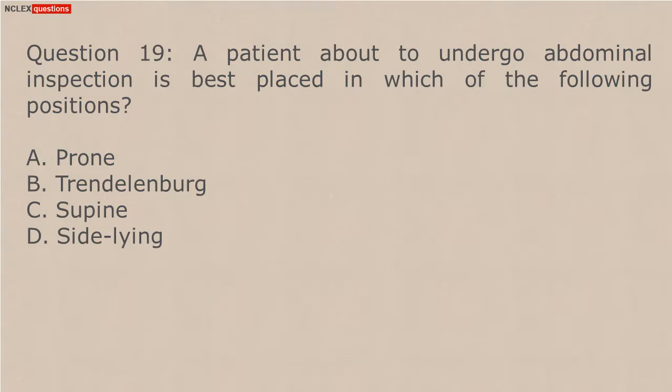Question 8. The family of an accident victim who has been declared brain dead seems amenable to organ donation. What should the nurse do? A. Discourage them from making a decision until their grief has eased. B. Listen to their concerns and answer their questions.